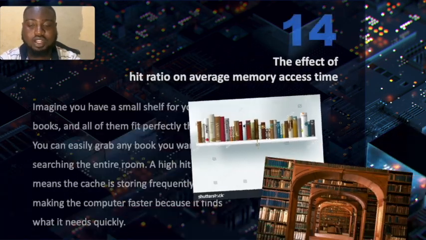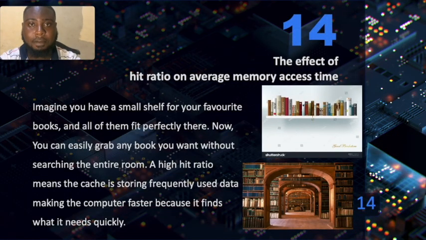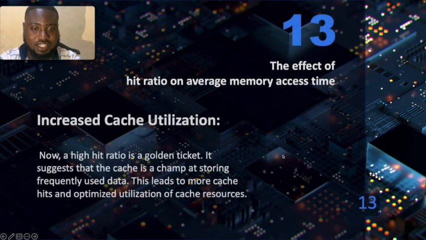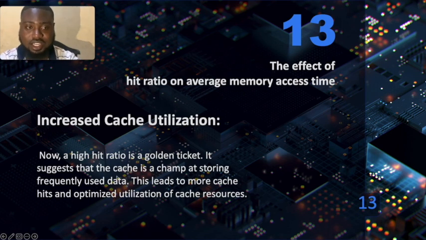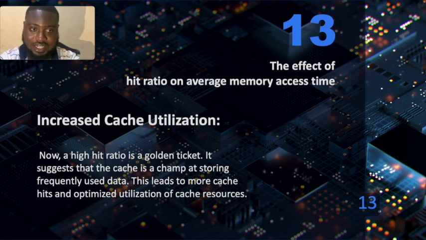Now, let's explain this too. Imagine you have a small shelf for your favorite books, where this is our shelf, and this is a library. We're using this to explain. The effect here says that the cache stores frequently used data, and this really helps because it helps in optimizing utilization of resources that are in the cache.